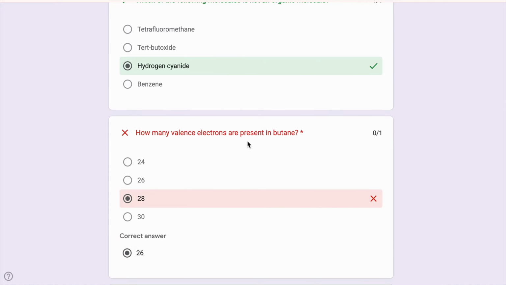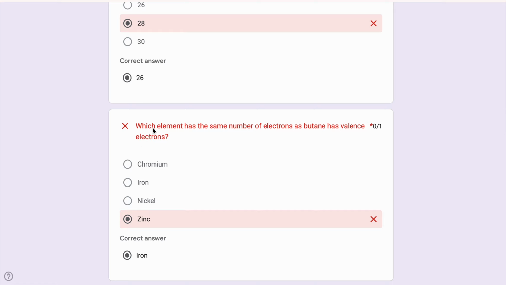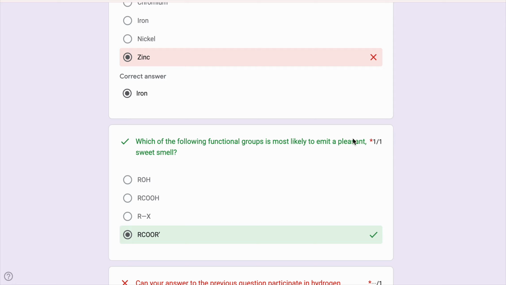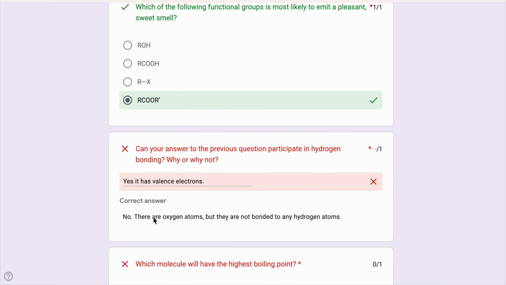How many valence electrons are present in butane? That is 26. Okay. Which element has the same number of electrons as butane has valence electrons? Chromium, iron, that is iron. Which of the functional group is okay? No.